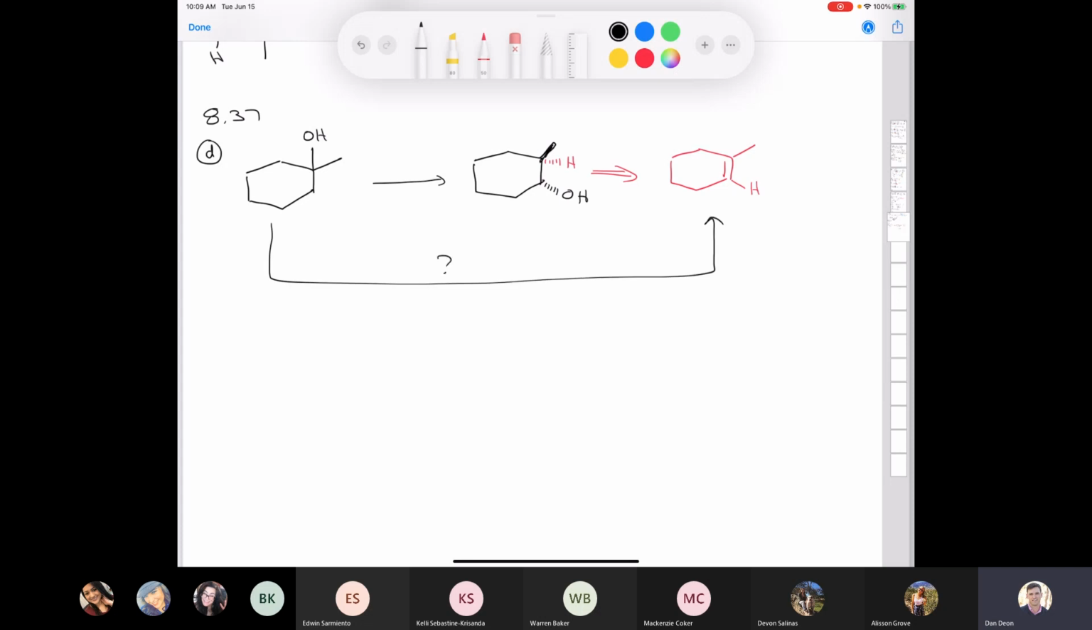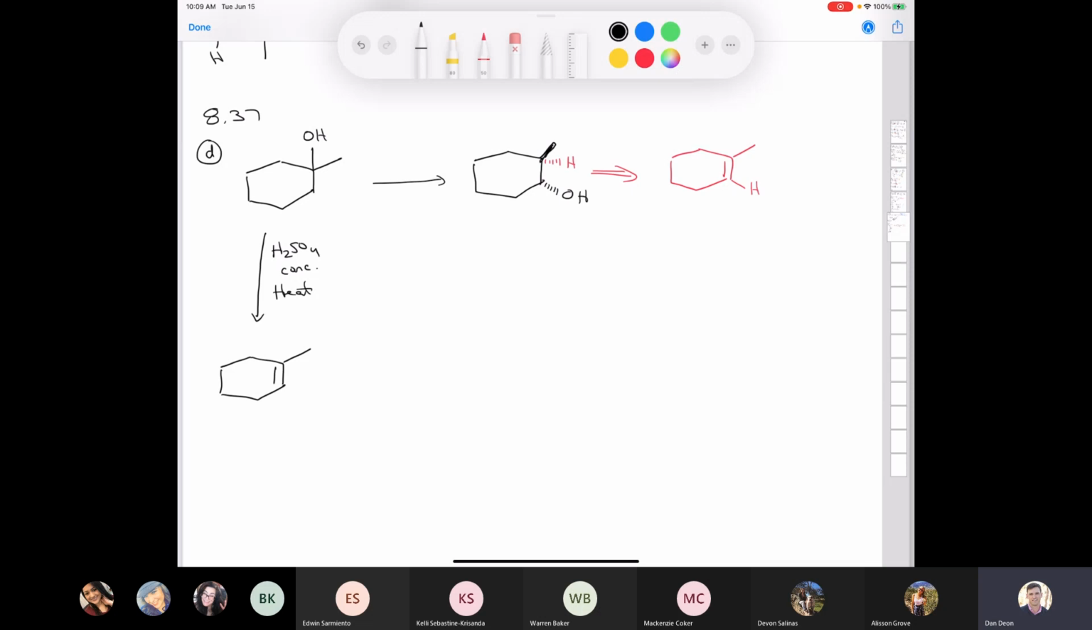Well, this is one of those cases where we can use one of my favorite reactions, which is where we simply take this molecule and we heat it up with concentrated sulfuric acid. Just heat it up, and you're always going to end up with the most substituted alkene, which would be the Zaitsev alkene. So there we go.